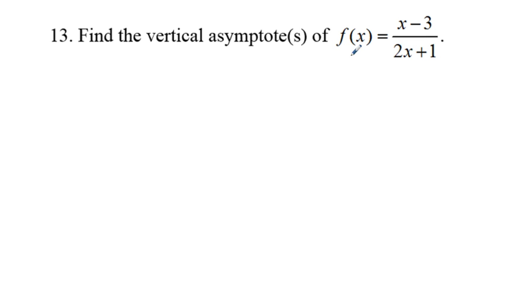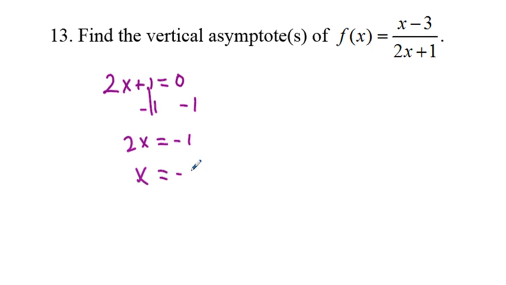Problem 13, find the vertical asymptotes of f of x equals x minus 3 over 2x plus 1. Well, what we have to do is, if we don't have a cancellation, which would be a removable discontinuity, we don't see that these can be canceled by factoring. So what we need to do for our vertical asymptote, we need to set our denominator equal to 0. So we put 2x plus 1 equals 0, and solving, we have 2x equals negative 1, so x equals negative 1/2, and that is the equation of our vertical asymptote, which we box in as our correct answer.